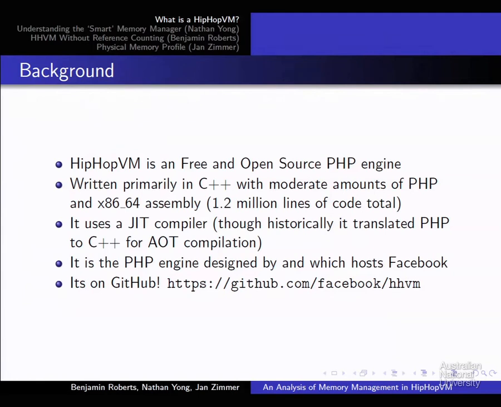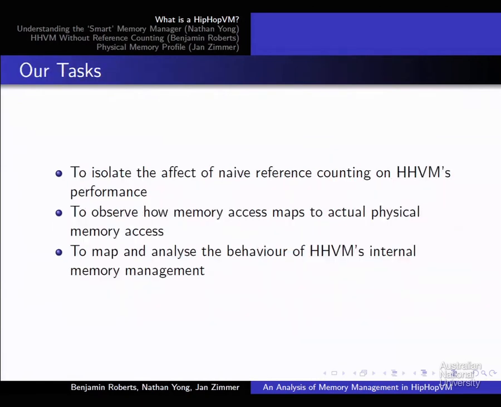It's a mammoth C++ project, 1.2 million lines of code, and that includes mainly C++, PHP, and large amounts of assembly. It's a JIT compiler. It originally used to compile PHP to C++ and then to native code, but they figured if they moved it to a JIT, they had more room for optimizations, and they got a large performance boost out of it. It's on GitHub, and it is a monster.